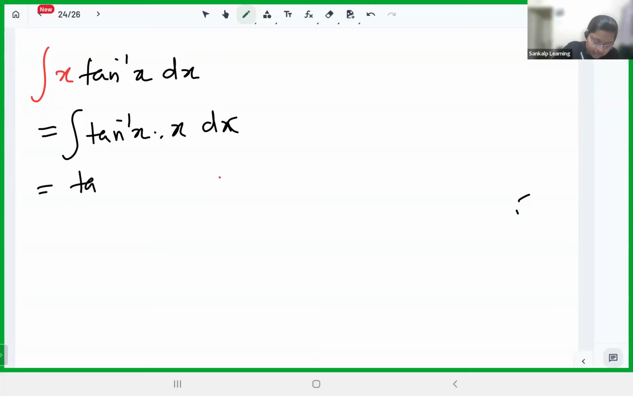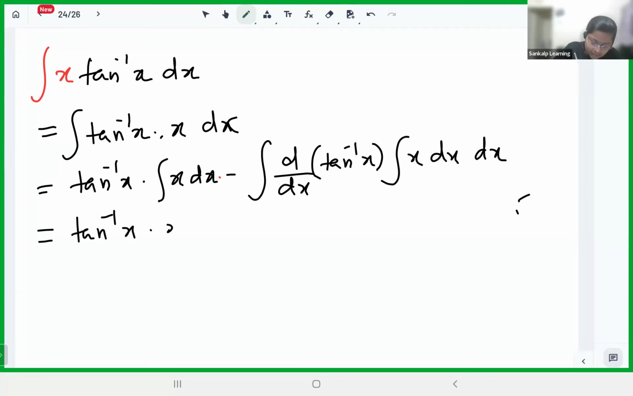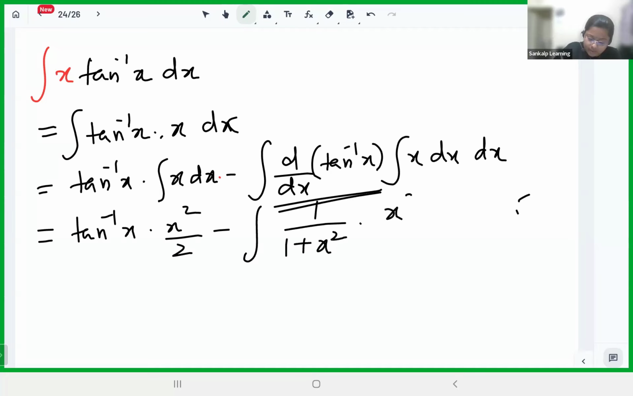So this is equal to first function into integral of second function minus integral of derivative of first function into integral of second function. That is tan inverse x into x square by 2 minus derivative of tan inverse x. What is the derivative of tan inverse x? It is 1 by 1 plus x square into x square by 2 dx.